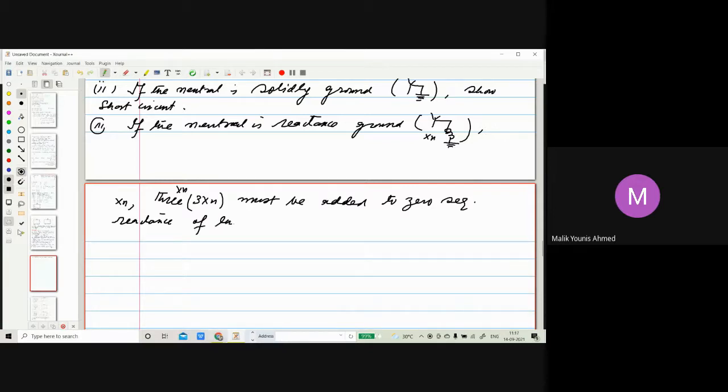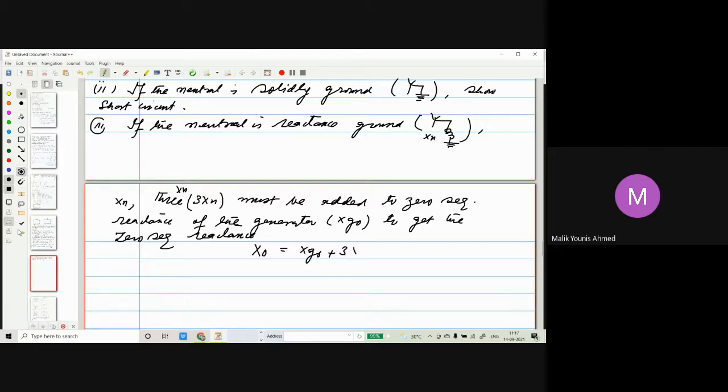of the generator. Let's say that is XG0, zero sequence reactance XG0. We have to add it to get the zero sequence reactance. So that means if zero sequence reactance is represented by X naught, or Z naught, it's one and the same thing, then it will be XG0 plus you have to add 3Xn. It's very important. Here we have already derived it.